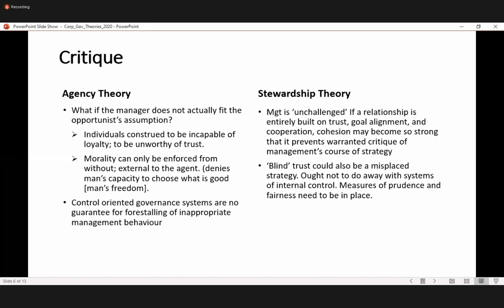And that also, from the ethical perspective, from the point of view of man's freedom, we are just assuming that the man is not able. I mean, the guy is bad. Okay, the guy is bad because then you need to monitor him, and he cannot be trusted. So it means that morality can only be enforced from outside, external to the agent. So it denies man's capacity to choose what is good, that he is capable of doing good.